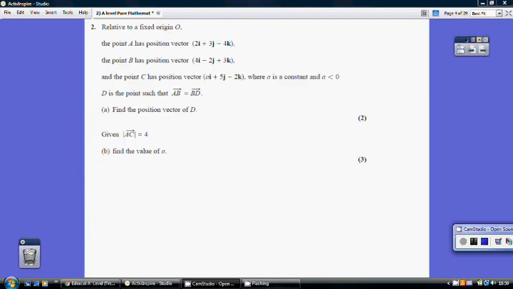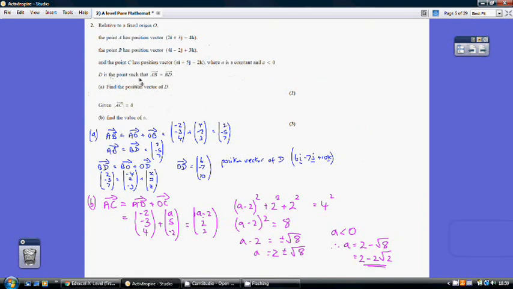Question 2. So for part A, we've got to find the position vector of D. Now we're told that D is such that A to B is the same as B to D. So let's start off by working out A to B. Now to get from A to B, we go from A back to the origin, and then from the origin to B. Now A to O, we're told the position vector of A is this. So this is actually O to A.